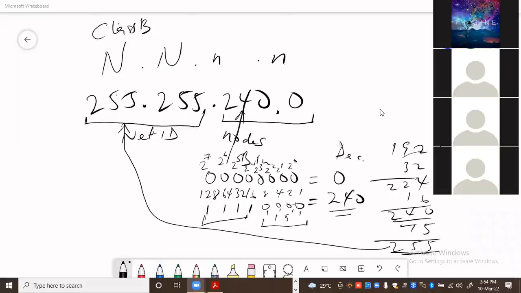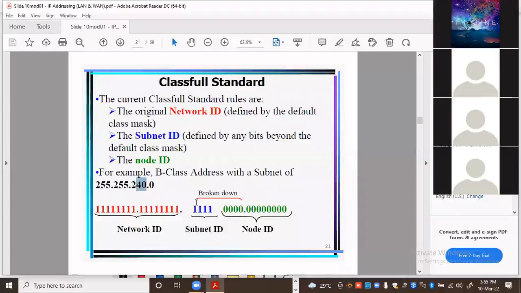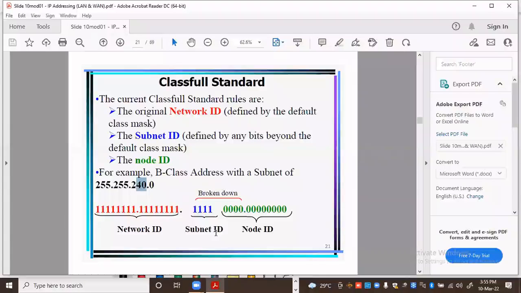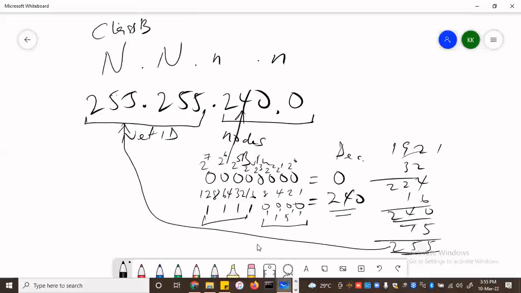So the 240 is actually what? 11110000. Okay, so if they took 4 bits out of the 8 bits, these 4 bits actually become what you term the subnet ID that we have. So these 4 bits have become the subnet ID. And now the rest will become the node ID, because those are the assignable IP bits left that we can actually use for assigning to devices.